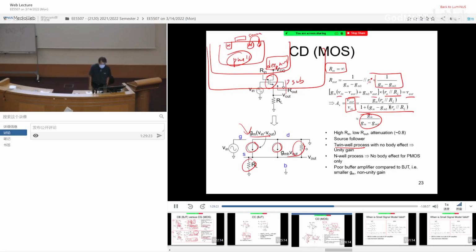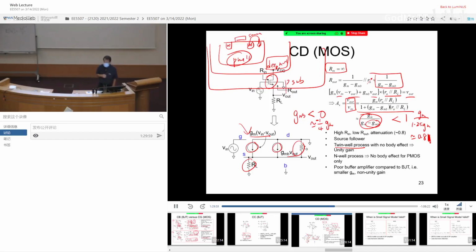Now, compared to BJT, it's poorer in two aspects. One is that the gain is never unity. It's in fact smaller than unity. Now, don't be fooled by this negative sign. Gmb is actually a negative value. So Gmb is approximately equal to 1/4 Gm, negative. So in fact, what you're going to have is Gm divided by 1.25 Gm. So therefore, you end up having about 0.8. Okay? So it's actually smaller than 1.